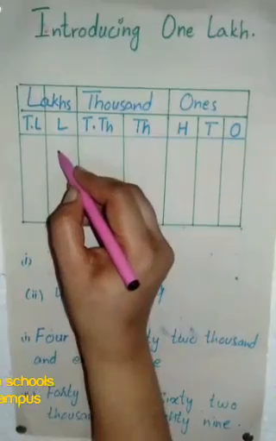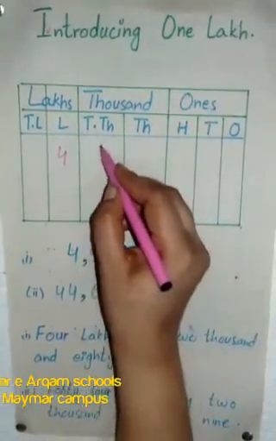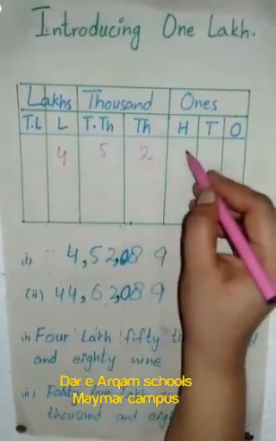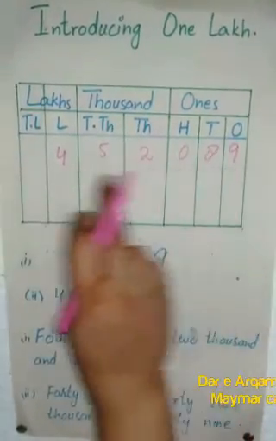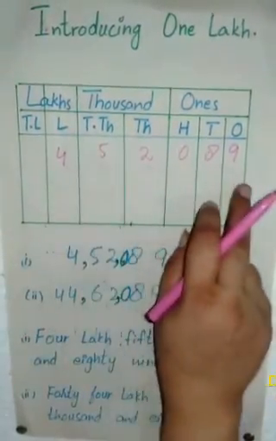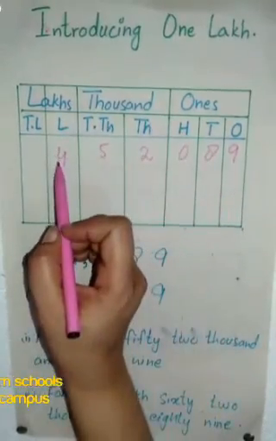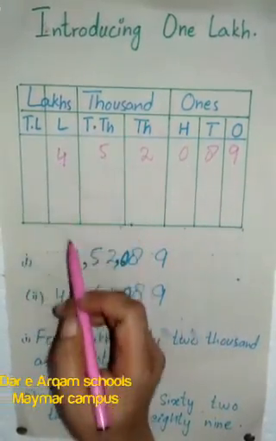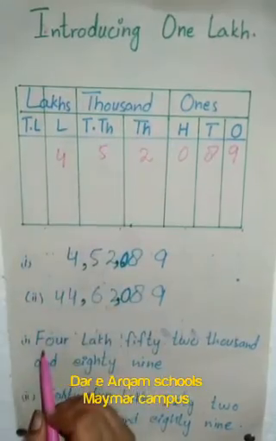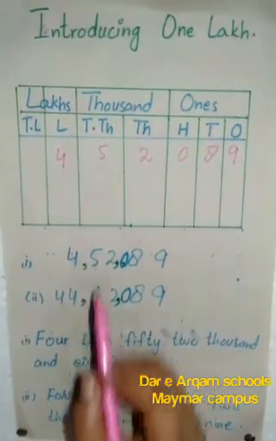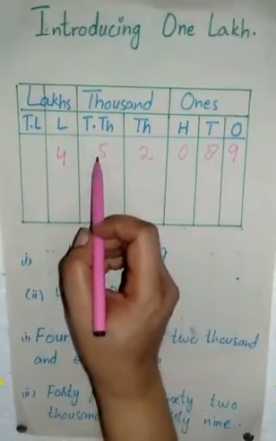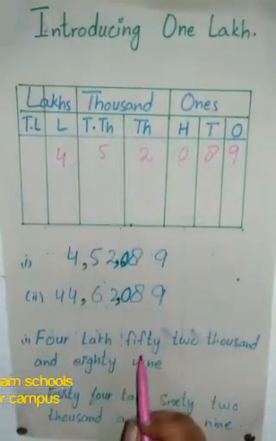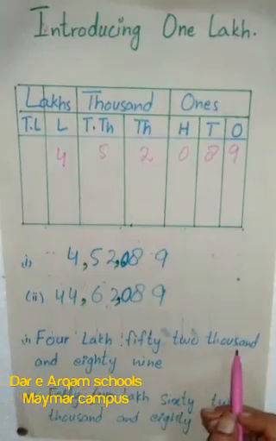Okay, now place them: 4, 5, 2, 0, 8 and 9. Now you will give the name of this number. In the lakh period, because we have only 4, you will write 4 lakh. I have written it here, 4 lakh. And in thousand you have two numbers, so you will write the name as 52,000. So I have written it here, 52,000.